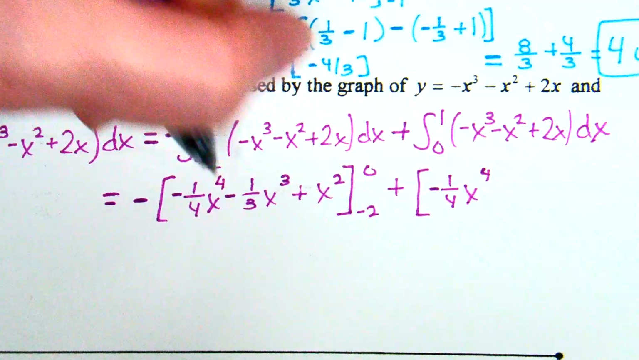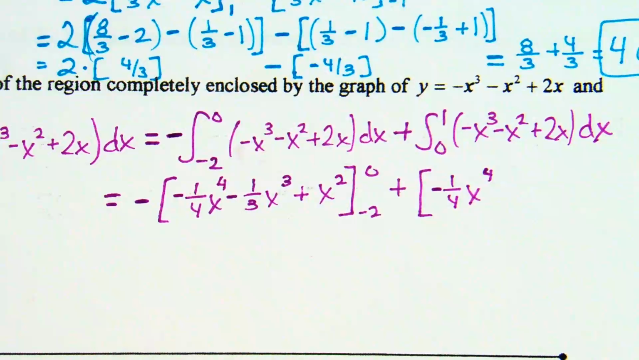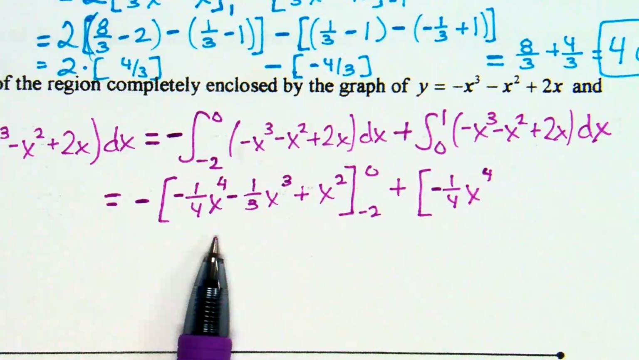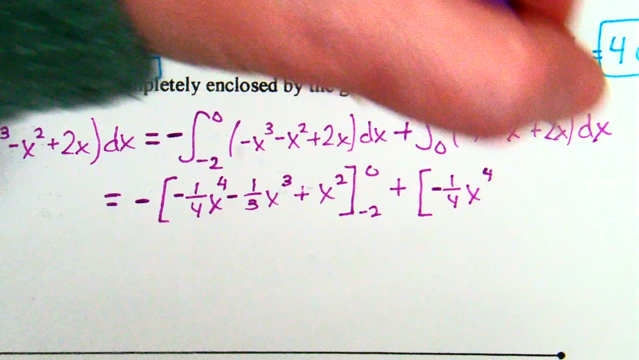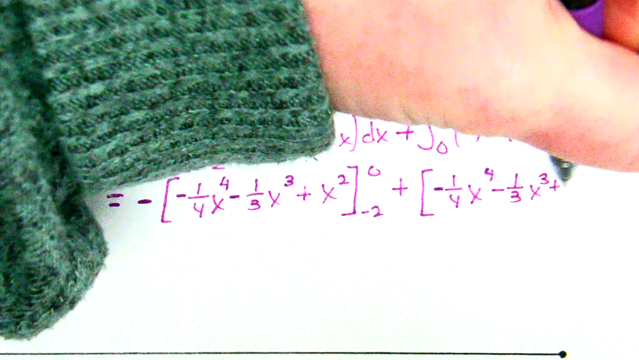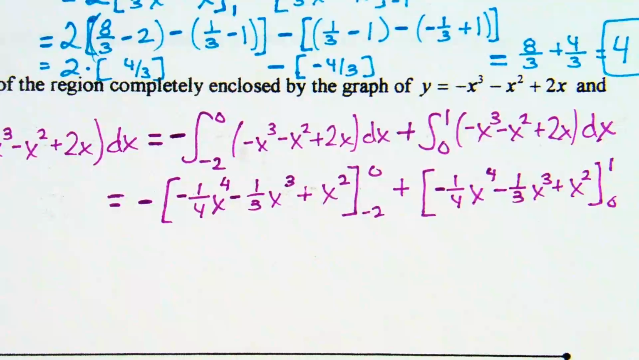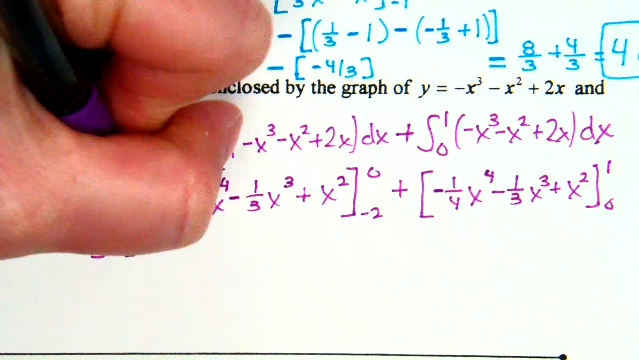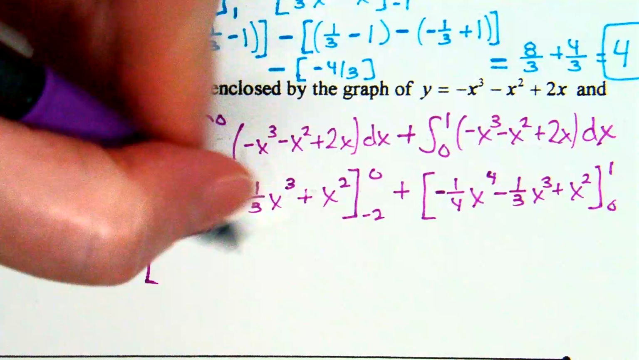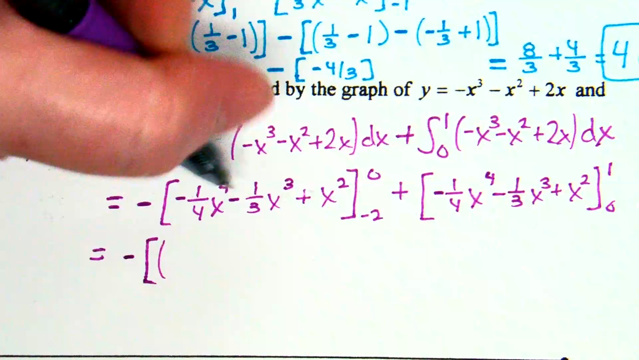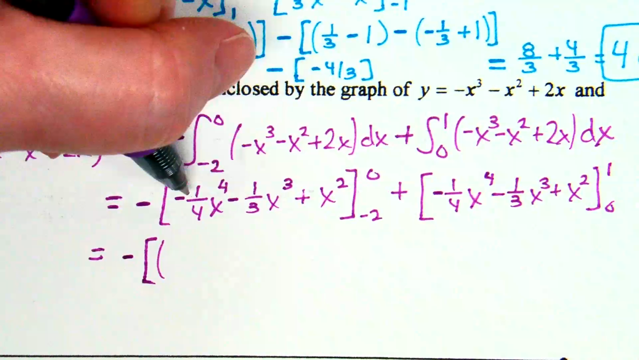Did anyone catch I didn't write that 4 up there? On my -1/4 x to the 4th, I just hadn't written it. So -1/4 x to the 4th minus 1/3 x³ plus x², and this time it's from 0 to 1. Okay. I'm going to keep my negative out front. I'm going to set up brackets for the whole thing. I tend to do first part in parentheses, second part in parentheses. So, what am I plugging in first?